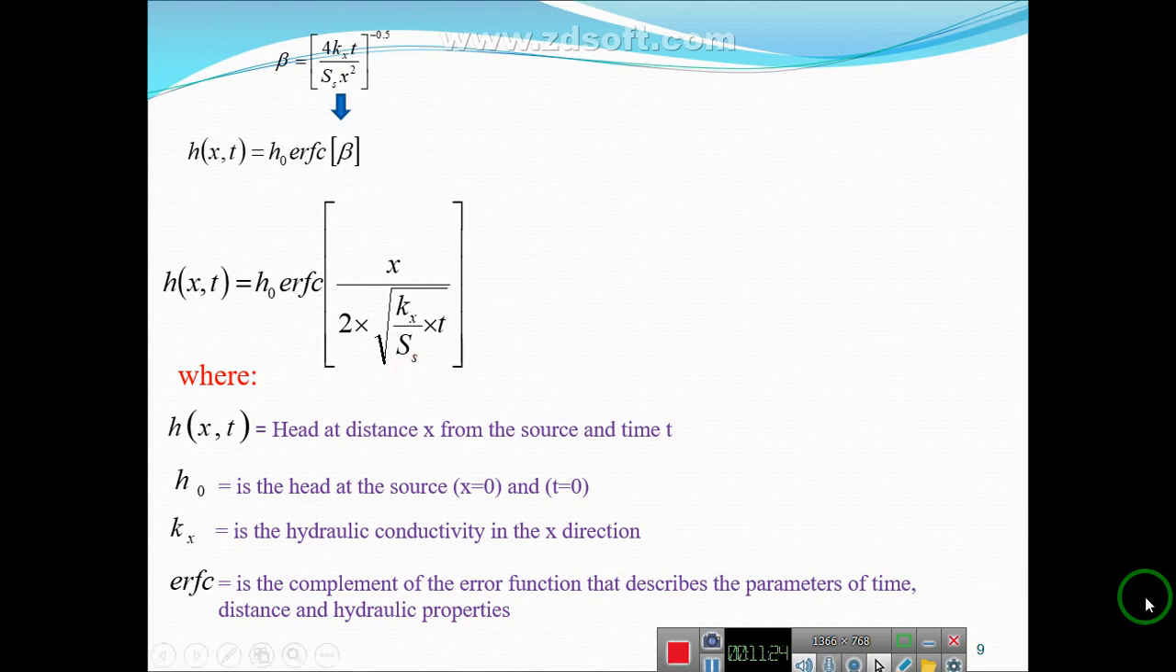Ss represents the specific storage of the aquifer system, and ERFC signifies the complement of error function, explaining the parameters x distance, t time, and the hydraulic properties of the aquifer system.